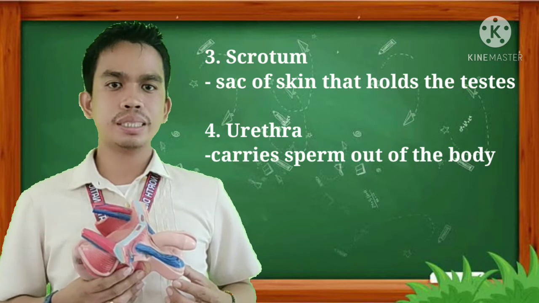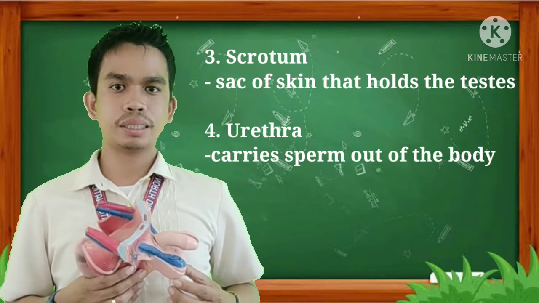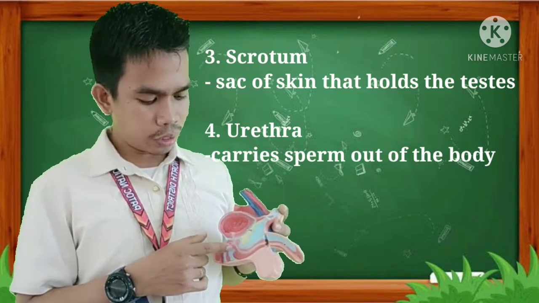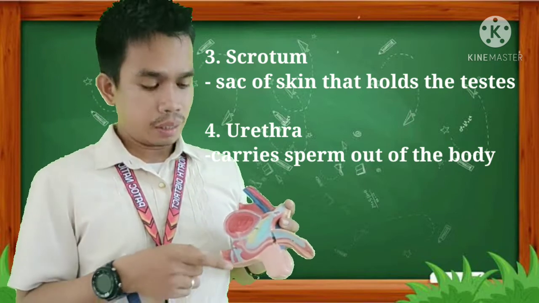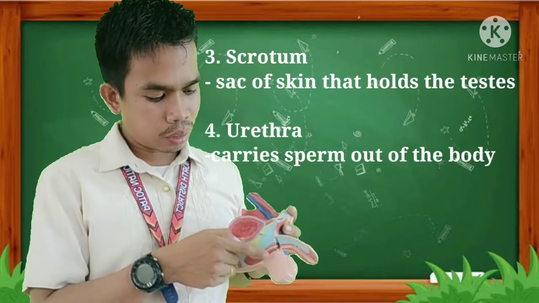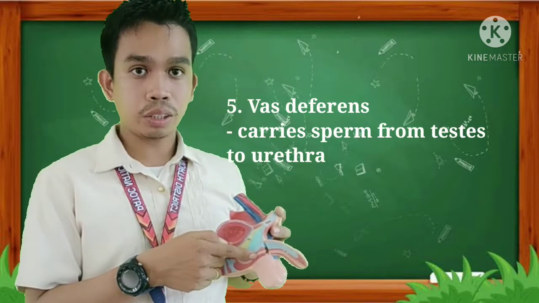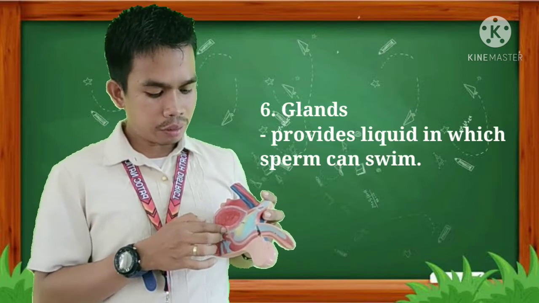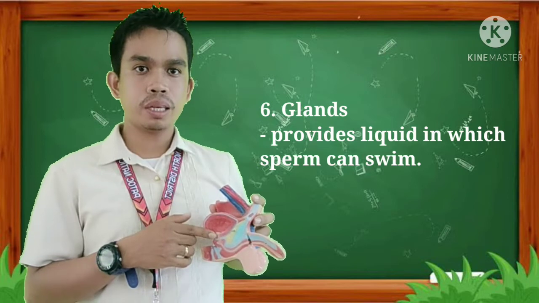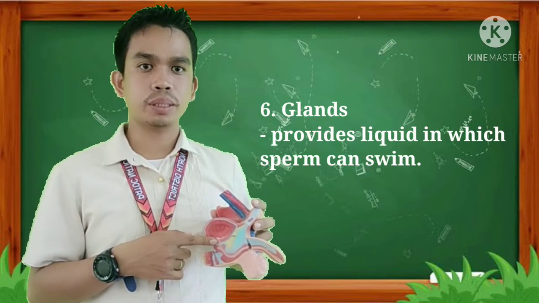The scrotum is the sac of skin that holds the testes. The urethra is the tube that carries the sperm out of the penis. The tube that connects the testes to the urethra is known as the vas deferens. The glands that are found in this area are responsible for producing liquid in which the sperm can swim.